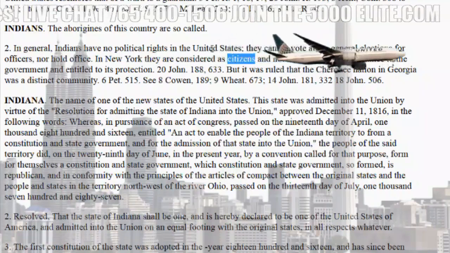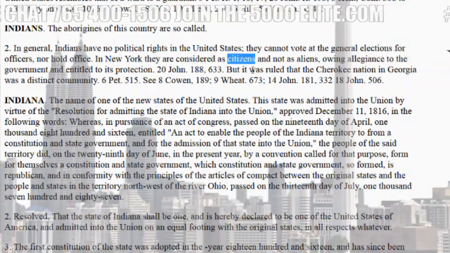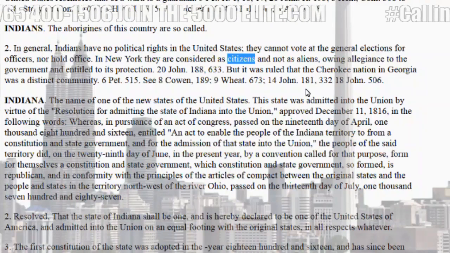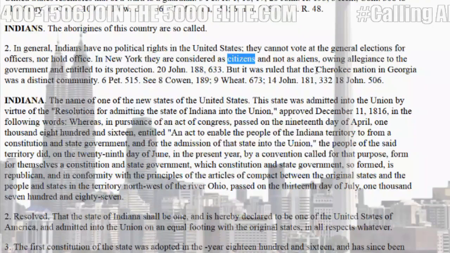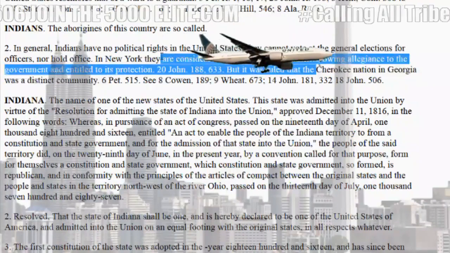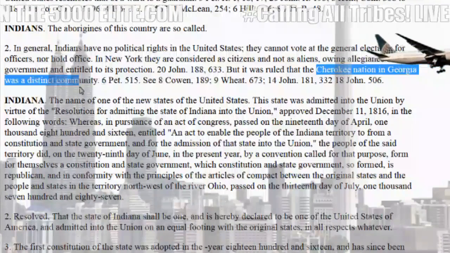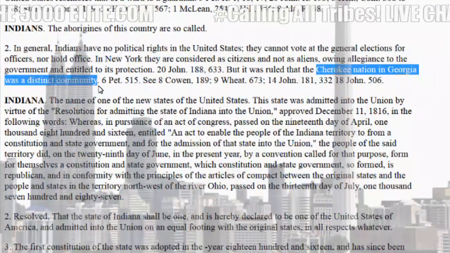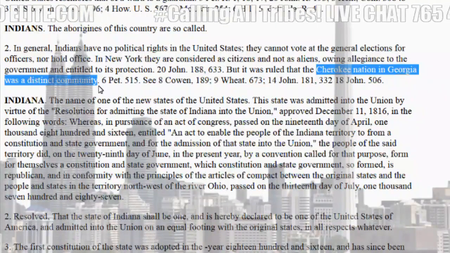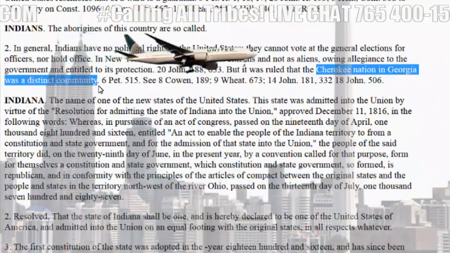What y'all doing? Colored, etc. And not as aliens. So, and then it states after that, but it was ruled that, listen carefully, the Cherokee Nation in Georgia, on the other hand, contradictory to the citizens, it was ruled that the Cherokee Nation in Georgia was a distinct community. So now there's an example of people giving up their stuff. But here's another nation of our people who didn't give it up, who still are us today.